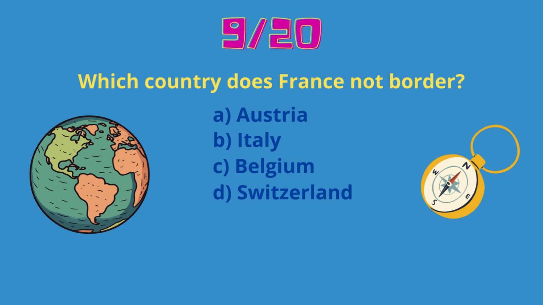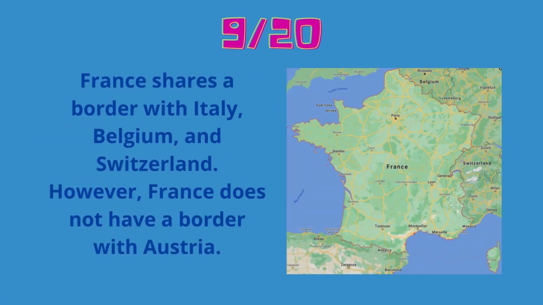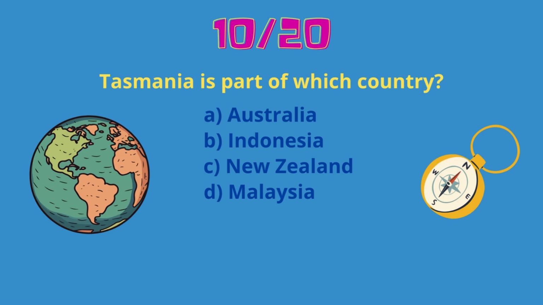Switzerland. Austria. France shares a border with Italy, Belgium, and Switzerland. However, France does not have a border with Austria. Tasmania is part of which country? Australia, Indonesia, New Zealand, Malaysia.